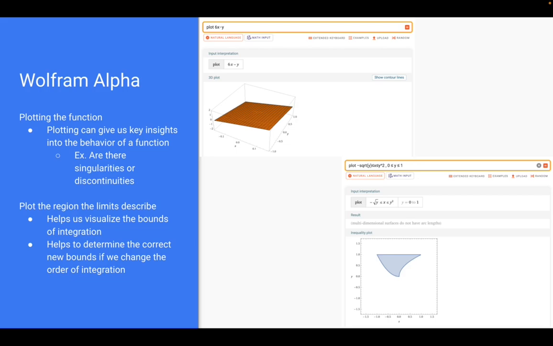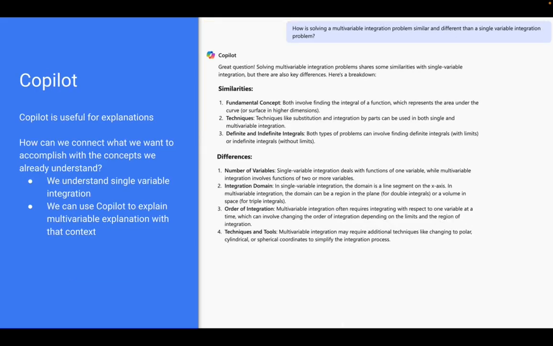Based on the plot, our function is nice and continuous with no odd behaviors to account for, and we have a good visualization of our bounds of integration. Now we can move on to Copilot.